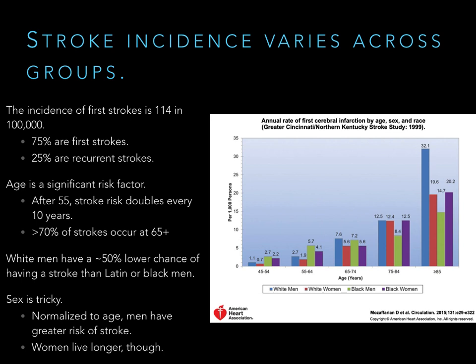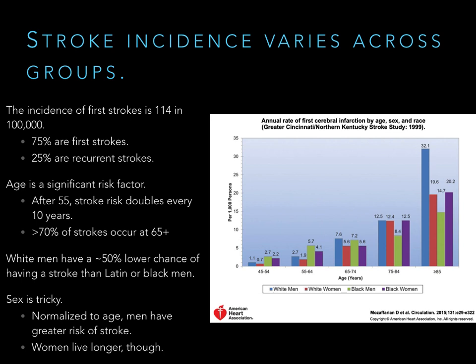White men, at least younger white men, have about 50% lower chance of stroke than Latin or black men. Now, as we can see in this plot, that reduced risk isn't always present. In the oldest groups here, 75 to 84 and 85 plus, we can see that white men in the blue bars have greater risk than black men. So this isn't always the case. The racial differences are somewhat tricky.